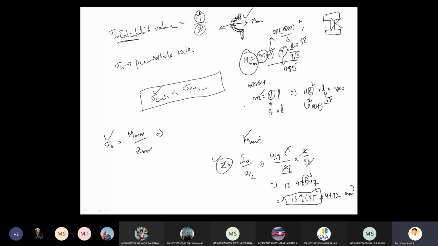Now what is bending moment, Babu? Do it fast.